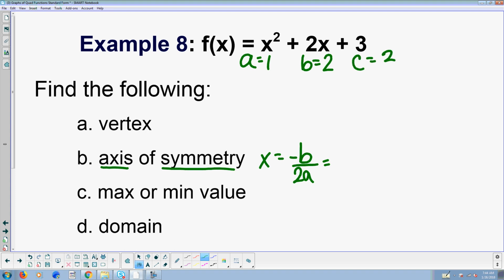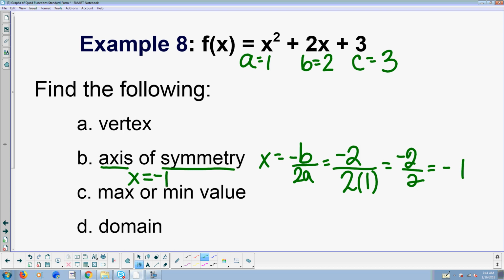And c is 3. Substituting into this formula, negative b is going to be negative 2 over 2 times a, which was 1. Simplifying, negative 2 over 2 times 1 is 2. And dividing, negative 2 divided by 2 is negative 1. So we have an axis of symmetry of x equals negative 1. That also is our x-coordinate of our vertex.